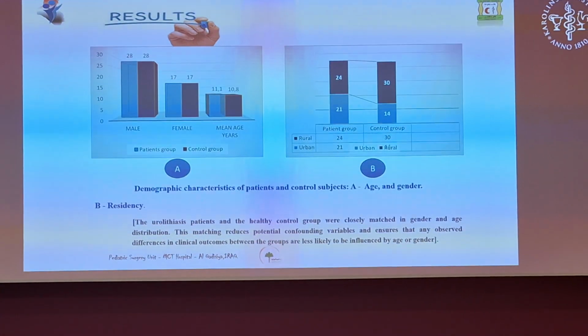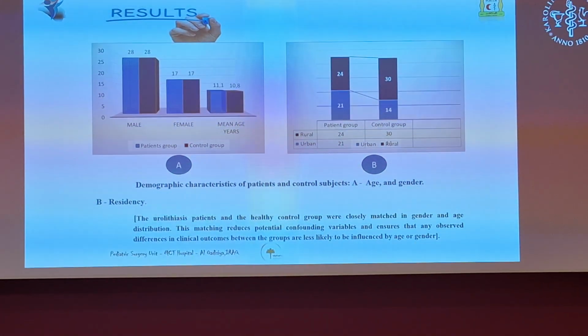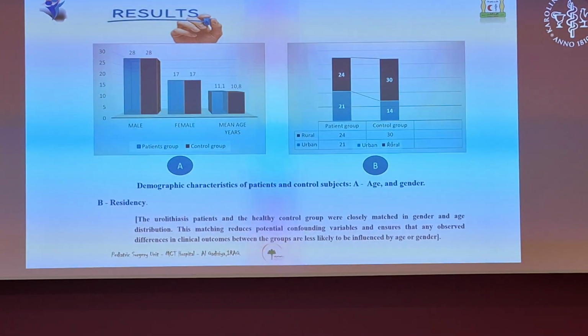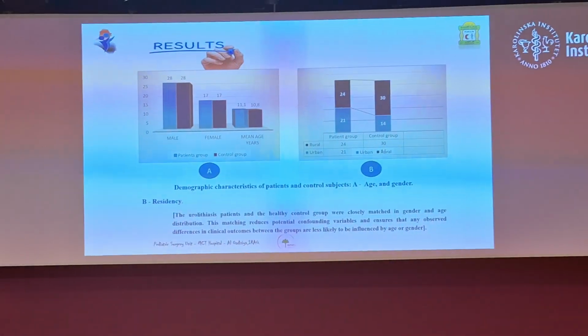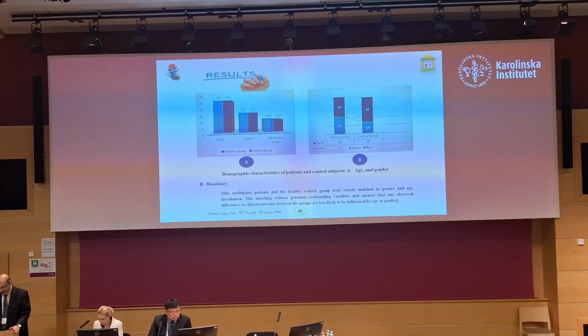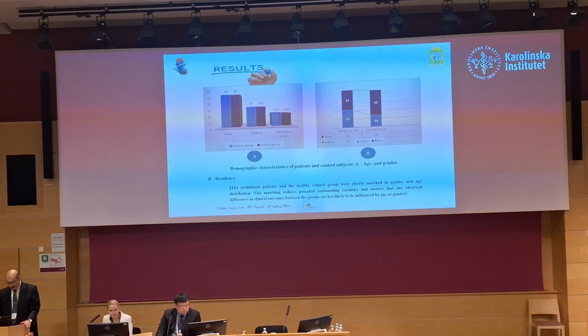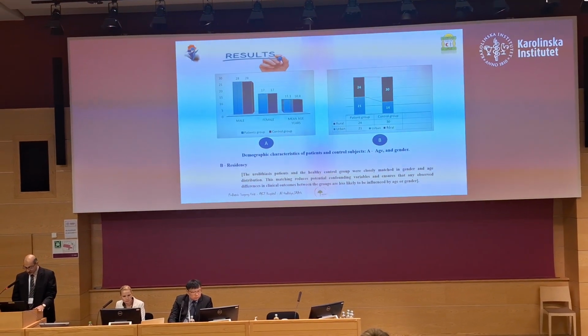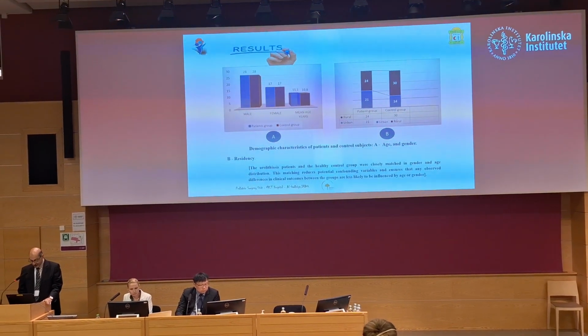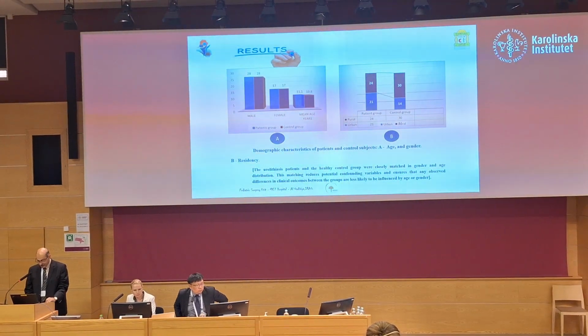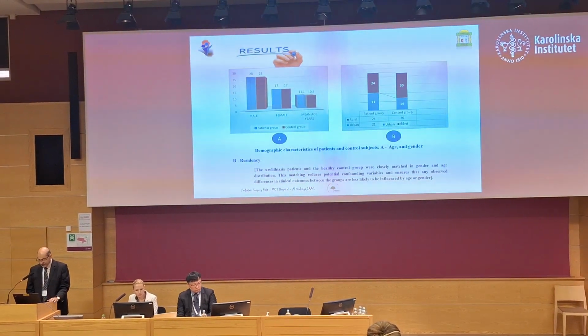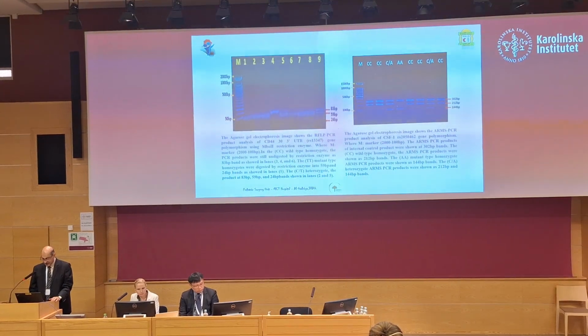In demographic characteristics, the patients and controls were closely matched in gender and age distribution. We think this matching reduces potential confounding variables and ensures that any observed differences in clinical outcome between the groups are less likely to be influenced by gender and age.